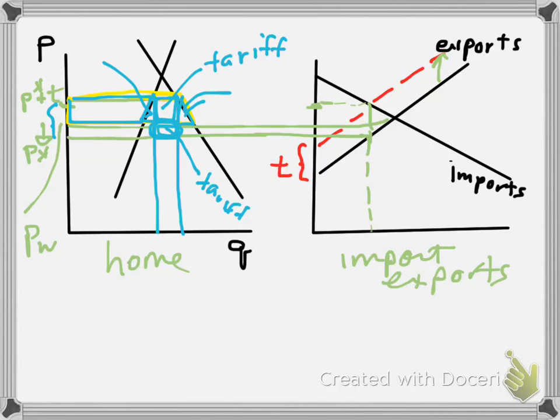So the effect of the tariff depends on whether the price falls enough so that these deadweight losses then are small, and this extra tariff revenue that we collect is large. In that case, we may be better off from the tariff. So in the large country case, the country could actually be better off from the tariff.